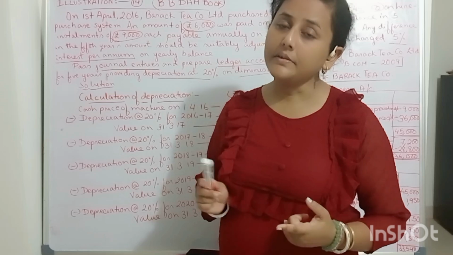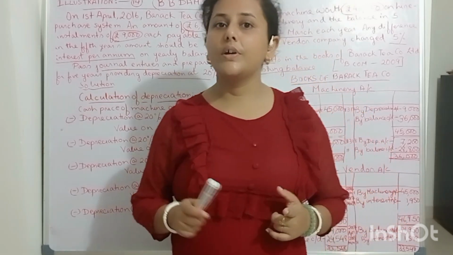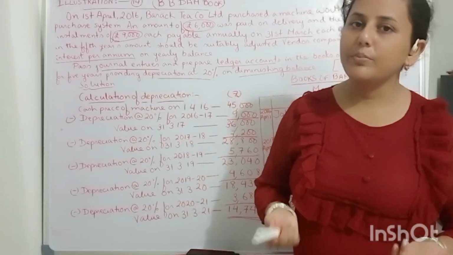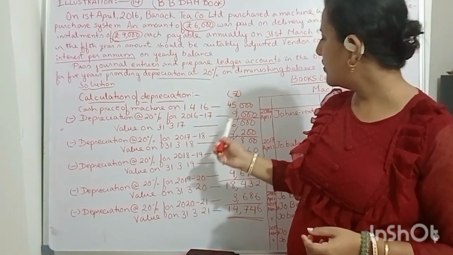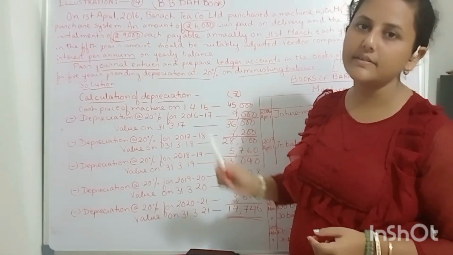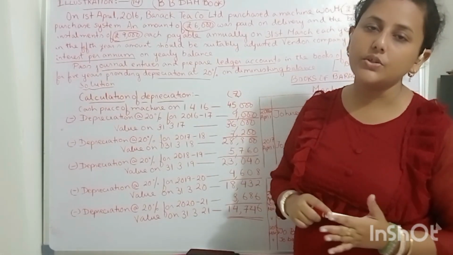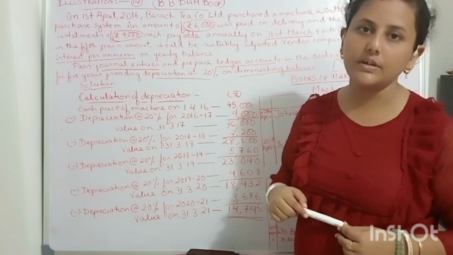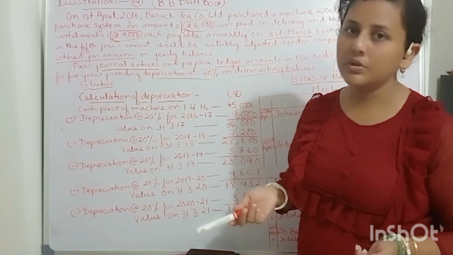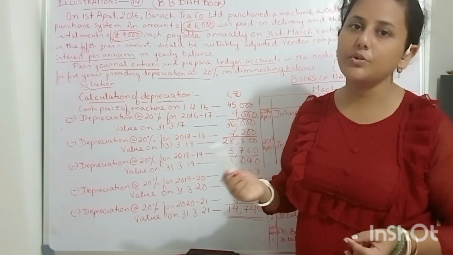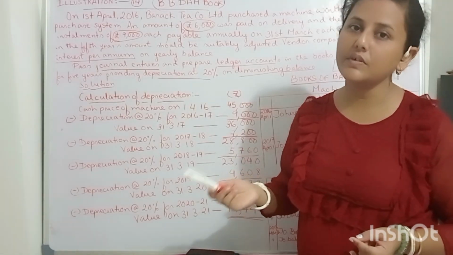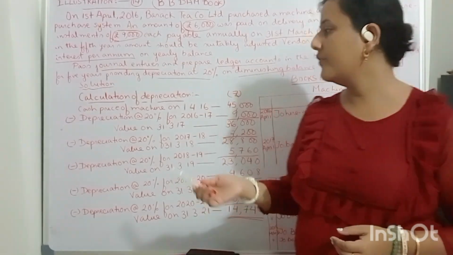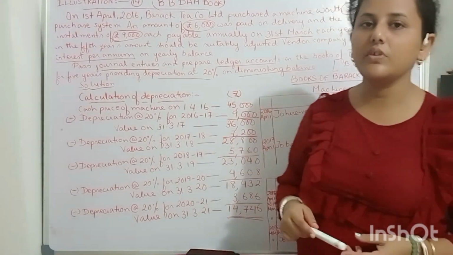Then what you have to do is provide for depreciation. So depreciation account debited to machinery account. The amount for the first year will be 9,000. Then you have to transfer the amount of interest and depreciation to profit and loss account. So statement of profit and loss account debited to interest account and depreciation account with the amounts of interest and depreciation for the first year.